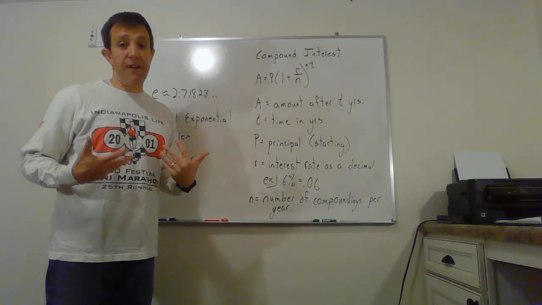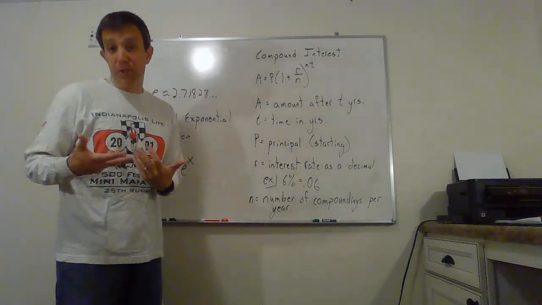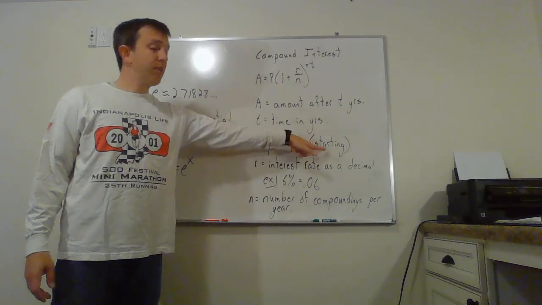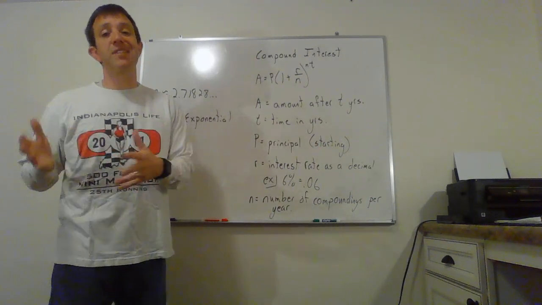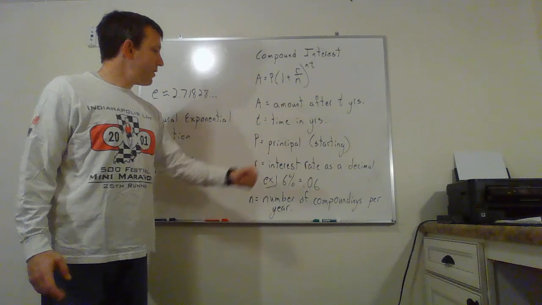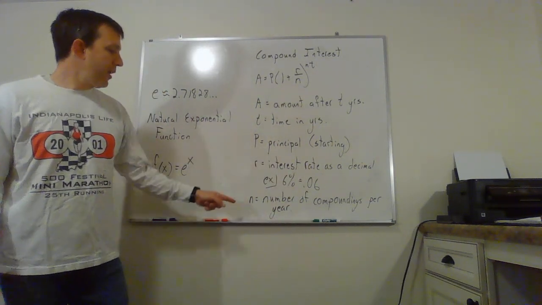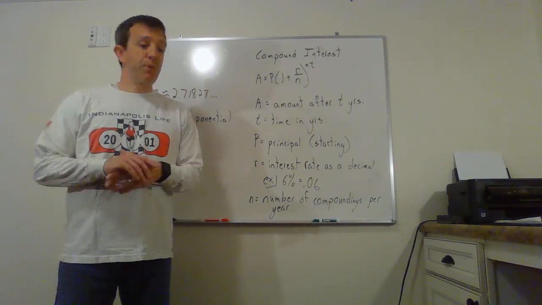A is the amount you have after t years. T is time in years. P is the principal. It's the starting amount, so if you're making an investment, it's the amount that you invest. R is the interest rate as a decimal. For example, 6% needs to be 0.06. And N is the number of compoundings per year.